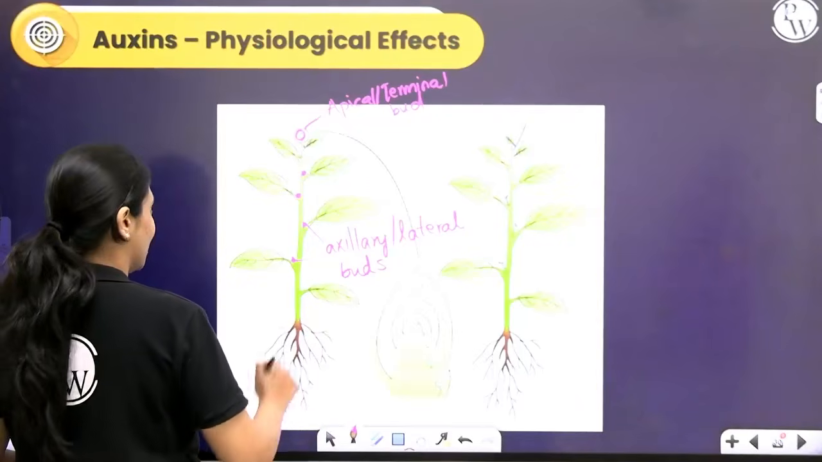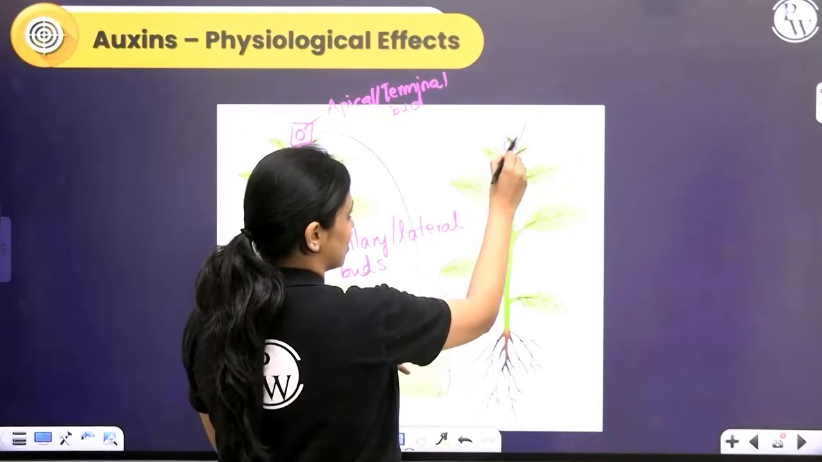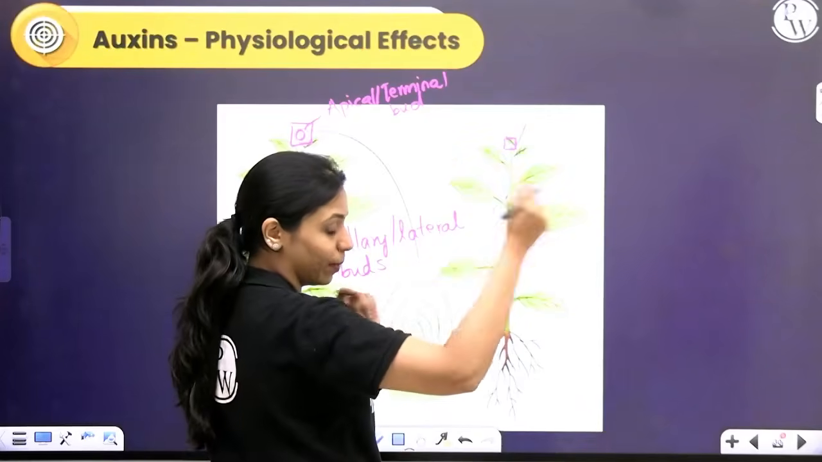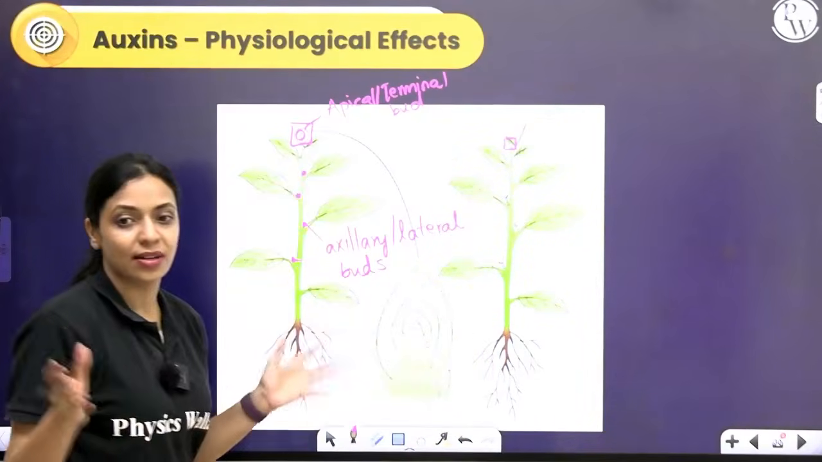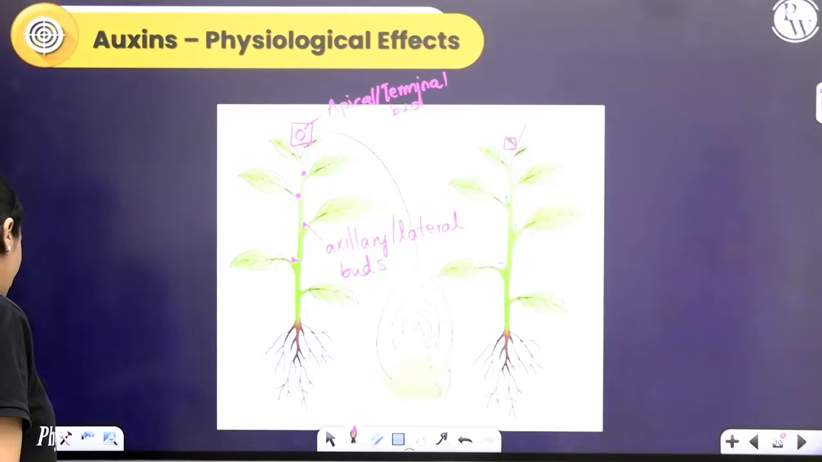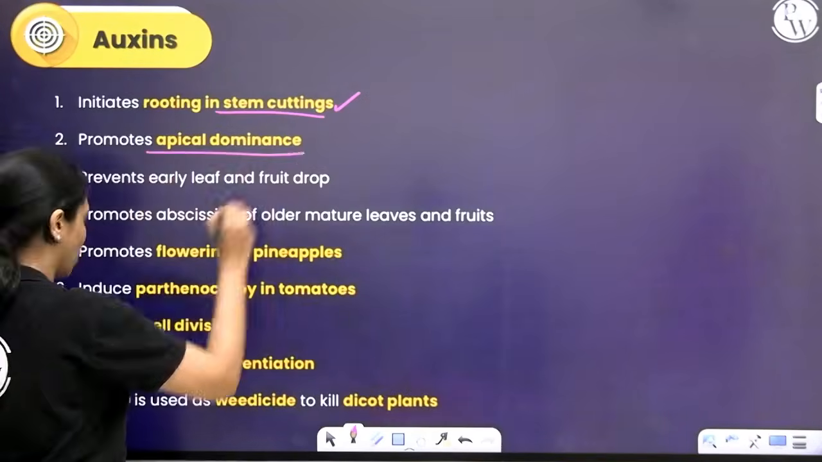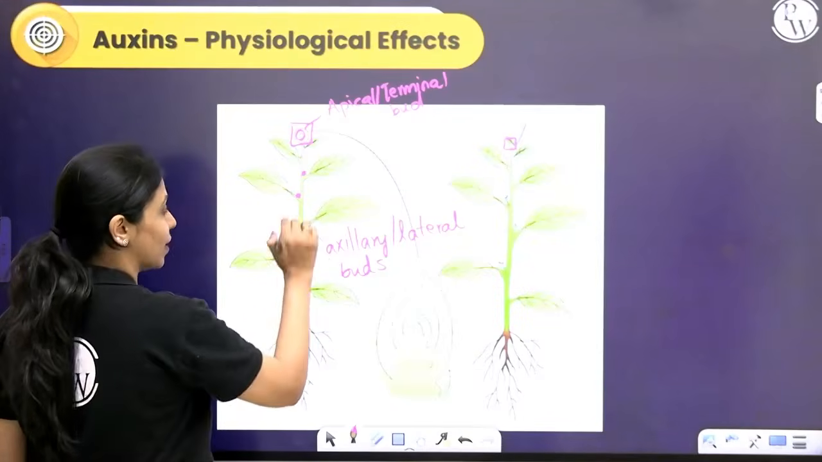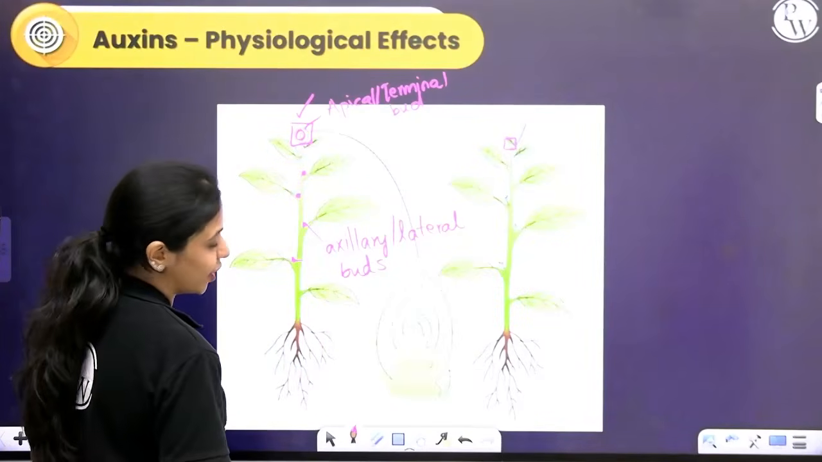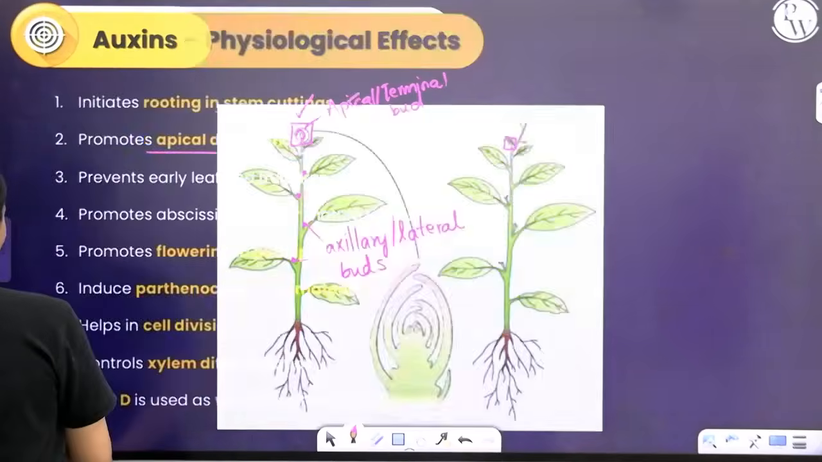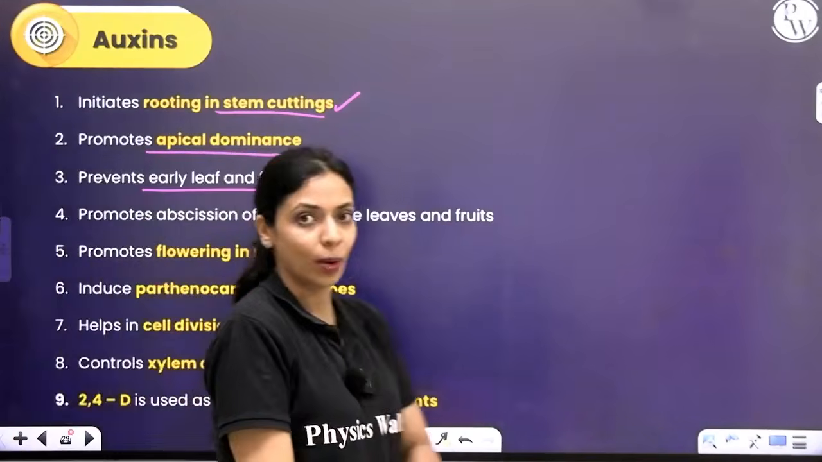What will happen when you cut out this part is that once the apical bud is removed, the lateral buds will start growing and branching out. So for as long as auxins are there, it promotes apical dominance. Despite the presence of lateral buds, the apical bud will dominate and increase in height, increase in length. That is called apical dominance.